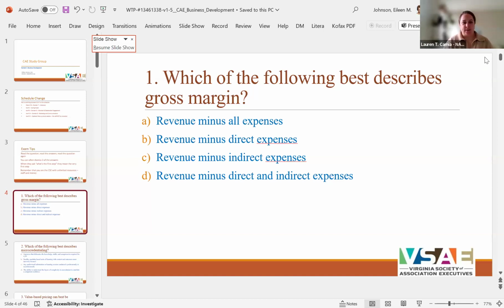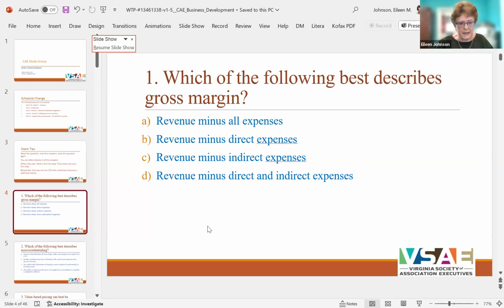Which of the following best describes gross margin? A, revenue minus all expenses. B, revenue minus direct expenses. C, revenue minus indirect expenses. D, revenue minus direct and indirect expenses. I believe it is B, revenue minus direct expenses.